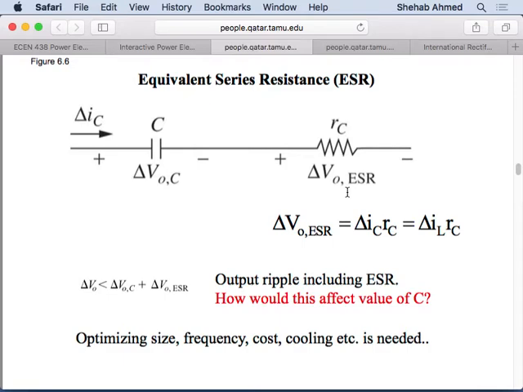So now we don't have an ideal capacitance. We have a capacitor in series with a resistor. This is my actual physical capacitance. So you know how to deal with this, but how do you deal with the resistor? At the end of the day, I would like to calculate the voltage ripple across my capacitance. So how will this resistor affect the voltage ripple across these two terminals?